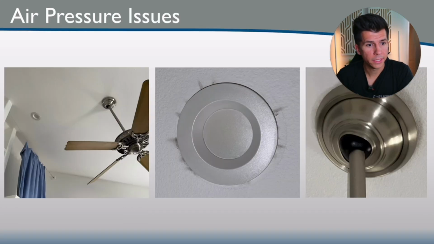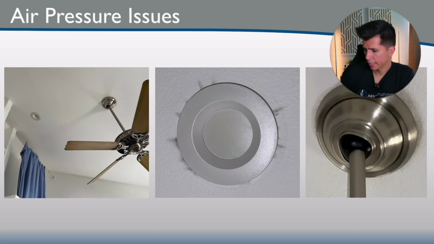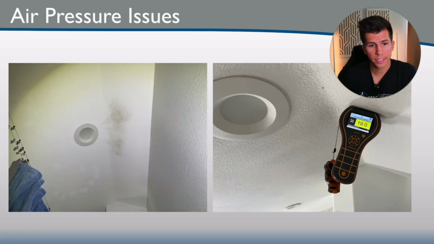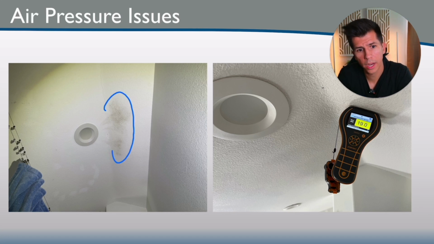Here's some issues that you might see. Take a look at this recessed light. Again, the spikies. These little spikies are a telltale sign that you're dealing with a pressure imbalance, right? Hot, humid air getting sucked in. This one right here, it's interesting. Mold growth happening right here on the actual drywall.